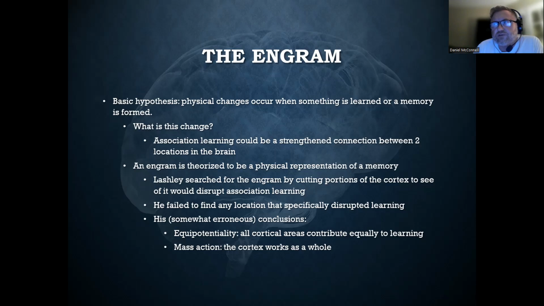But the question, of course, is what's the change? Because what we're seeing here is that, especially with Pavlov, this kind of learning could be described as forming an association between the neutral stimulus or conditioned stimulus and the unconditioned stimulus, right? And because those two stimuli become associated with each other, they both now trigger the same response.